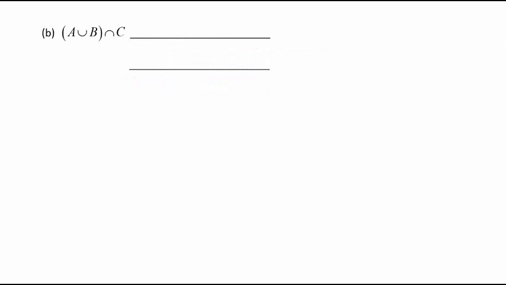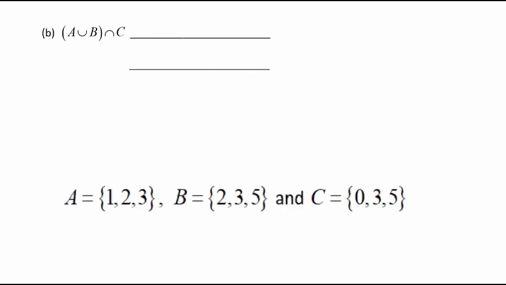Find A union B intersect C. So first we need to find A union B. A is the set of 1, 2, and 3, and B is the set of 2, 3, and 5. To find A union B, we are looking for the set of elements which are in either A or B. So the answer is the set of 1, 2, 3, and 5. Do you see that? This is the set of all the elements that are either in A or in B.